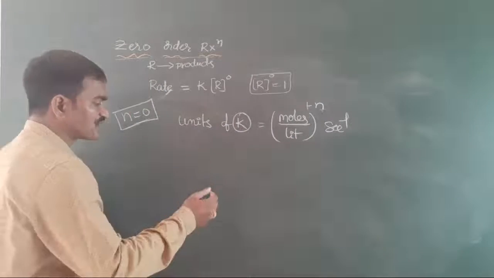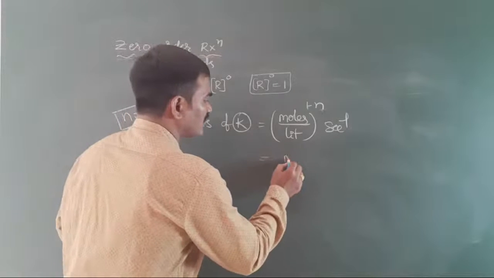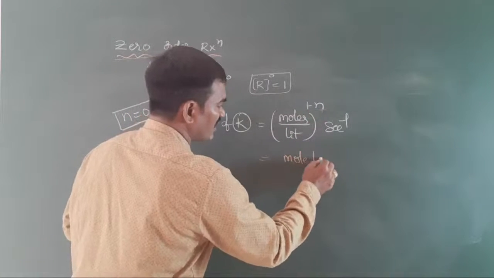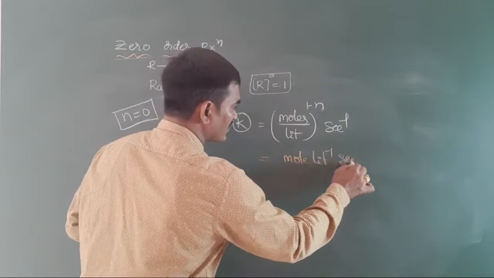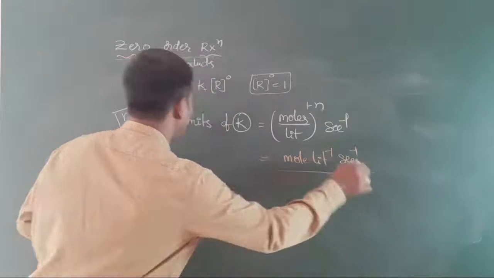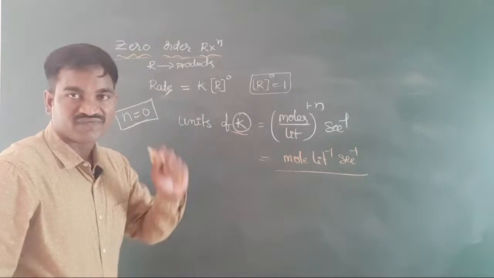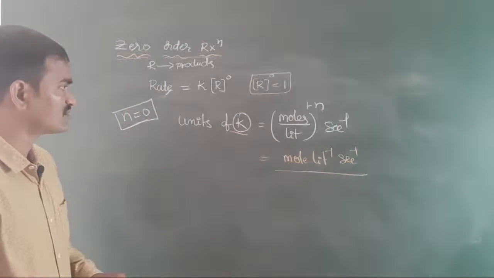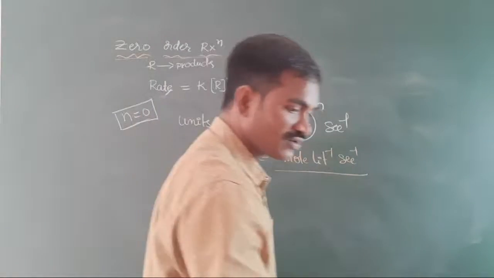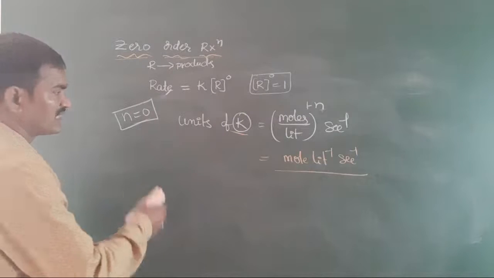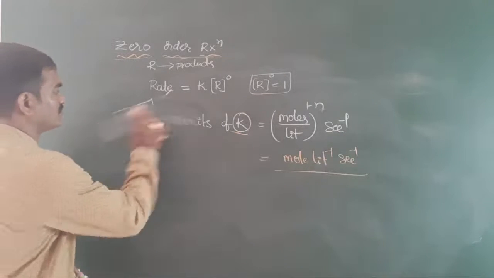So now you substitute here. To the power 1 means mole, liter inverse, second inverse. So these are the units of K for a zero order reaction. You can take this one. After that we are going to focus on the next graph. You take this. Clear?